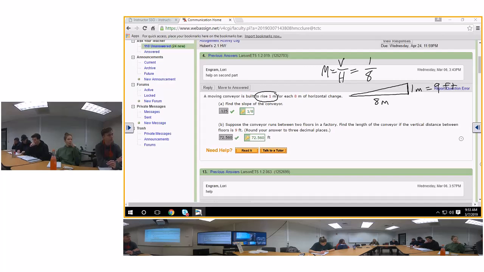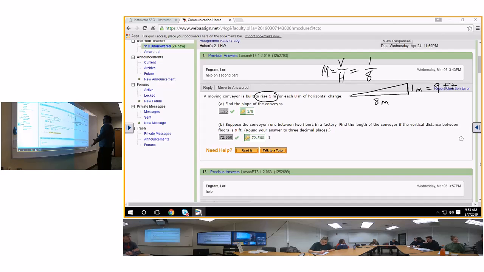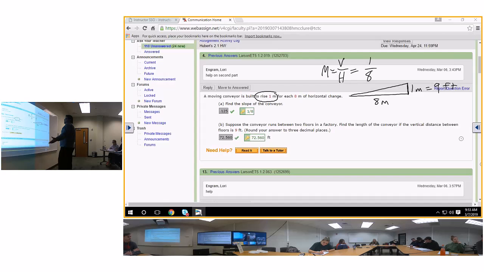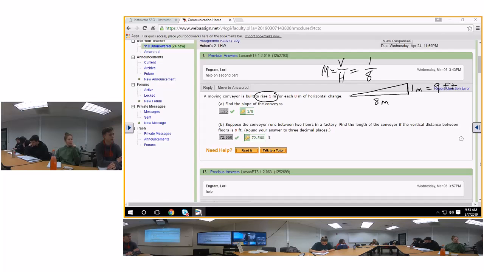We've got to change meters into feet. This is a stupid question. They should change it to meters. They should have meters. If it's 3 meters or... That's what I would do.